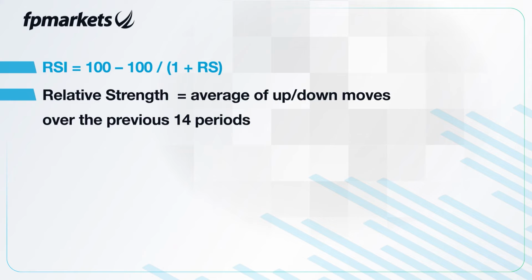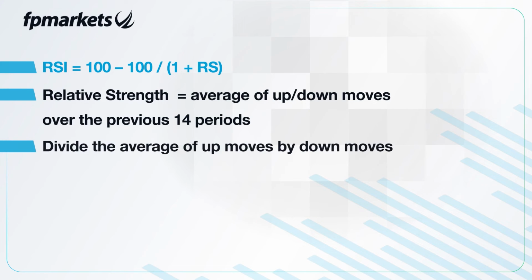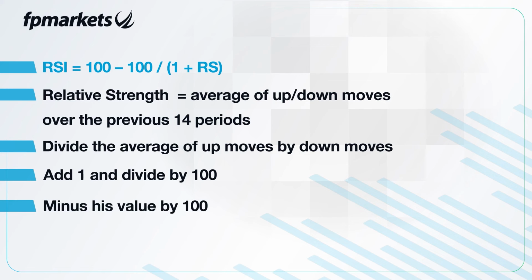To calculate the average, we simply sum the up and down moves and divide by 14, the default calculation period. Once complete, the next step is to divide the average of the up moves by the down moves to produce the RS, or relative strength. We add this value to 1 and divide by 100. This value is then taken from 100 to provide the RSI level.